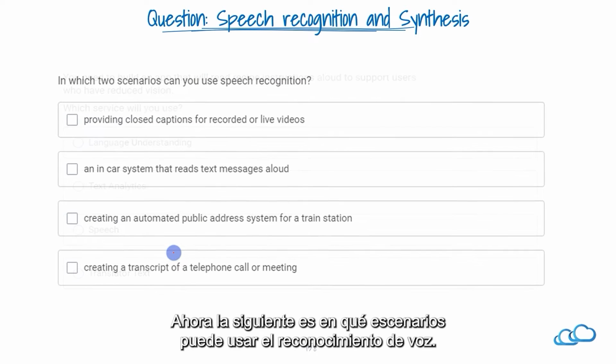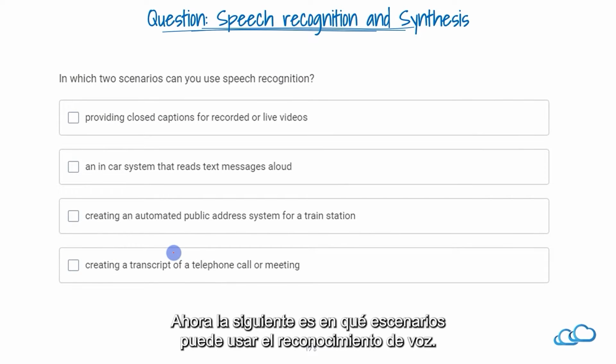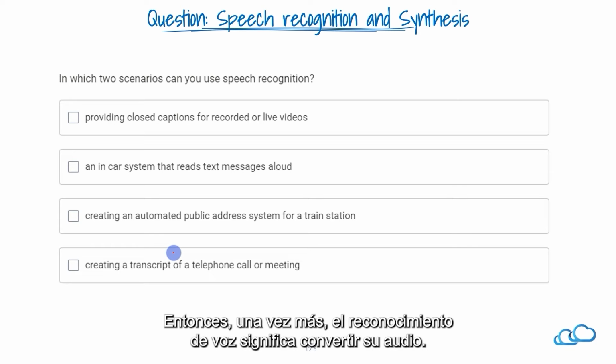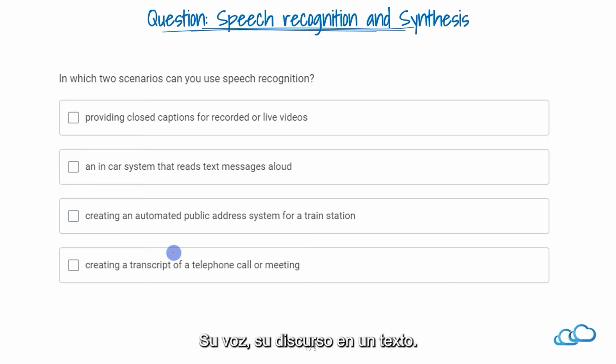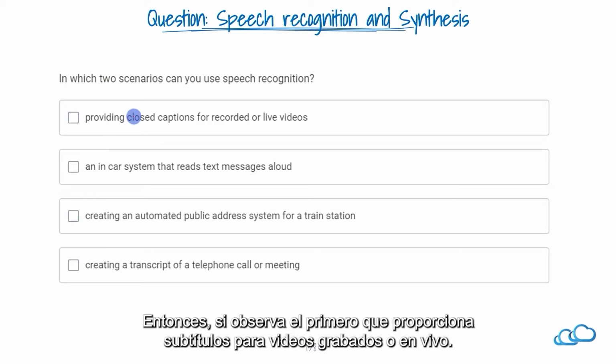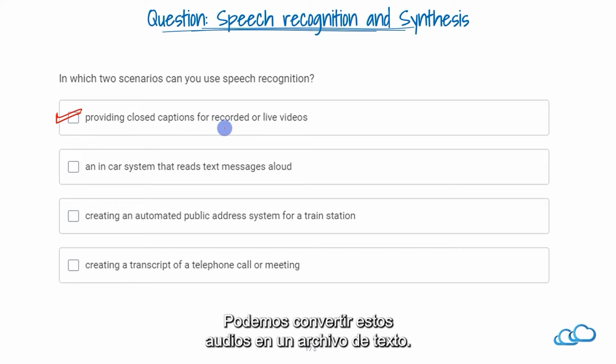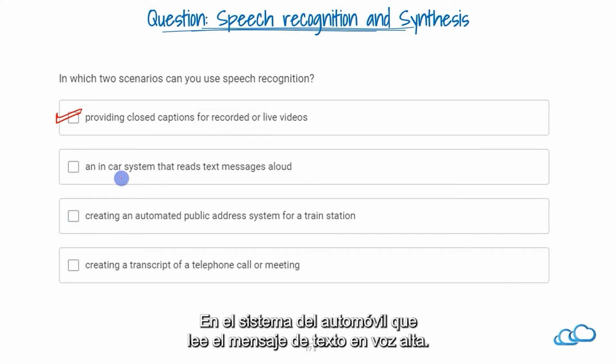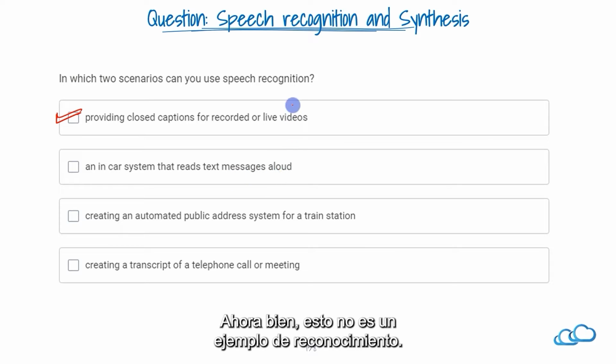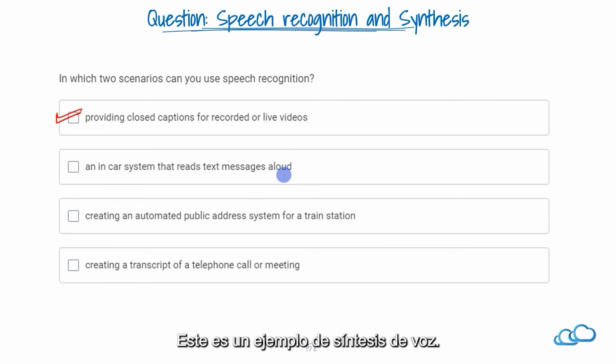Now the next one is in which scenarios can you use speech recognition? So once again, speech recognition means converting your audio, your voice, your speech into a text. So if you look at the first one, providing closed caption for recorded or live videos. Yes, this would be a right answer. We can convert these audios into a text file. In car system that reads text message aloud. Now this is not an example of recognition. This is an example of speech synthesis. So this is wrong answer.